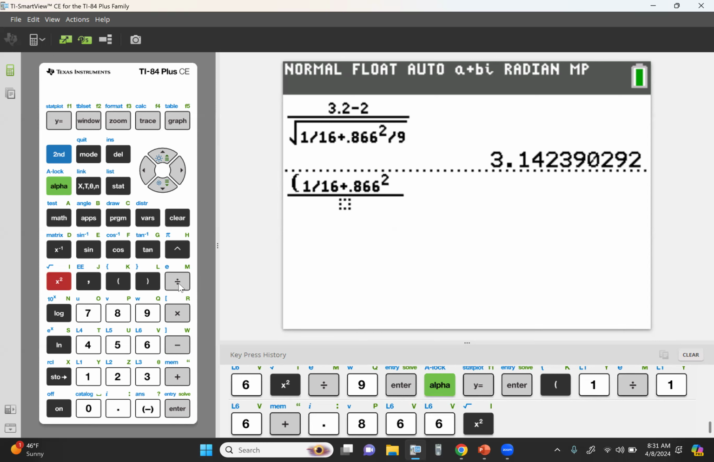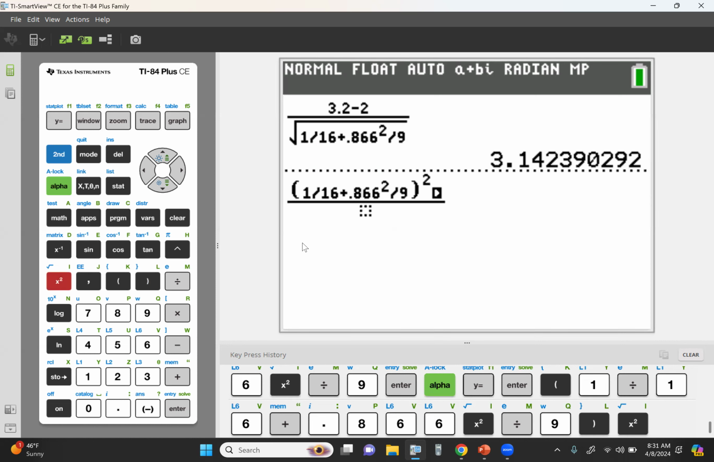And my calculator should know that it's going to take the 1, divide it by 16. It's going to take the 0.866, square it, divide it by 9, and then add that result to the 1 over 16. And then it's going to take that result and square it. So it should know to do that from PEMDAS.